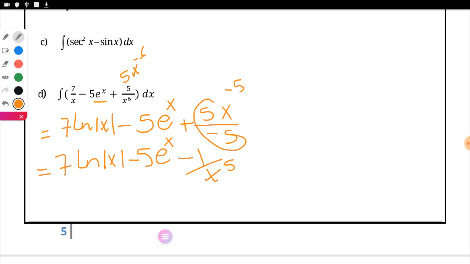I think it's so easy. Don't forget the constant of integration. Forgive me for this mistake at the beginning. Okay, I hope it's so easy.